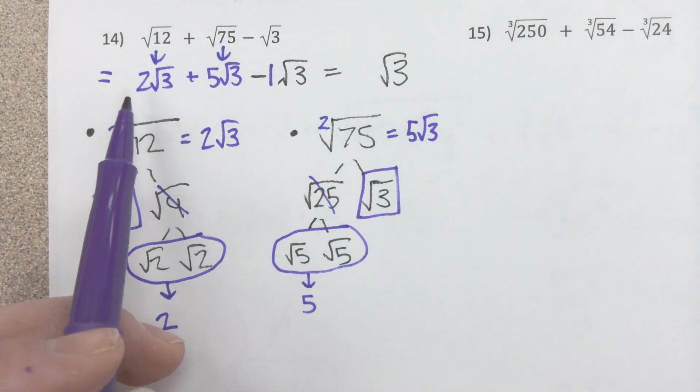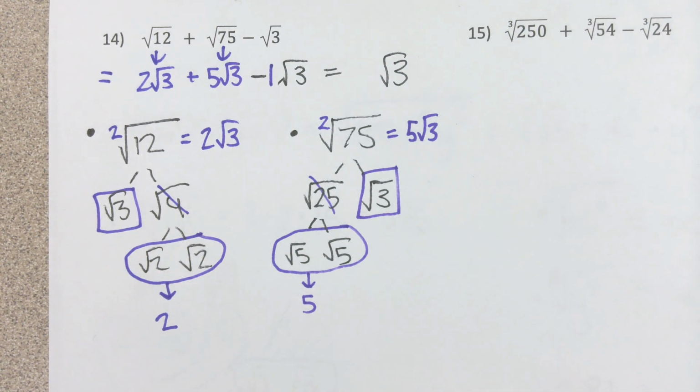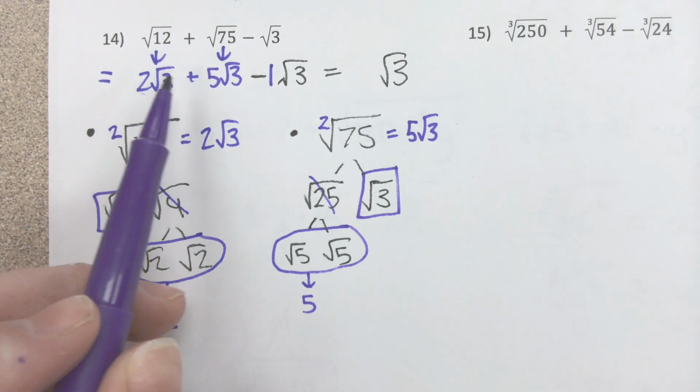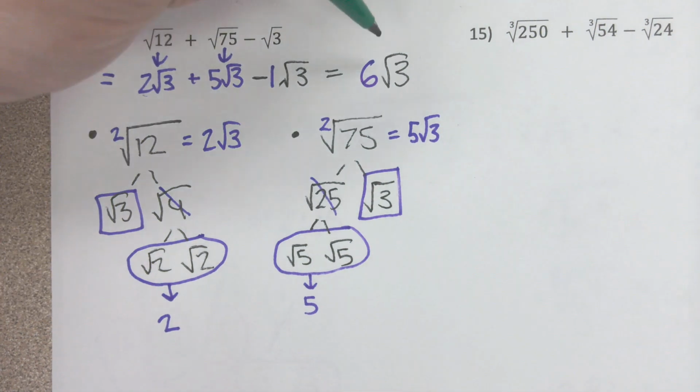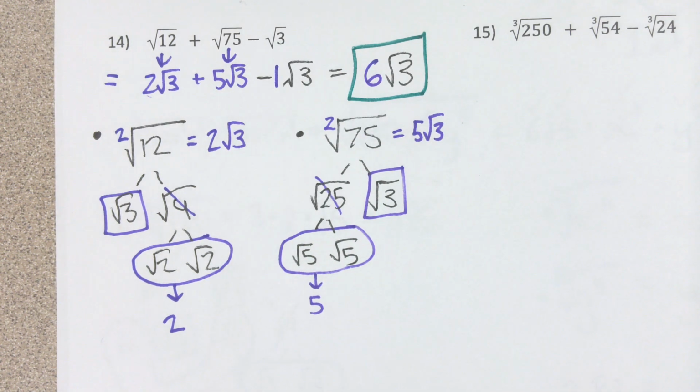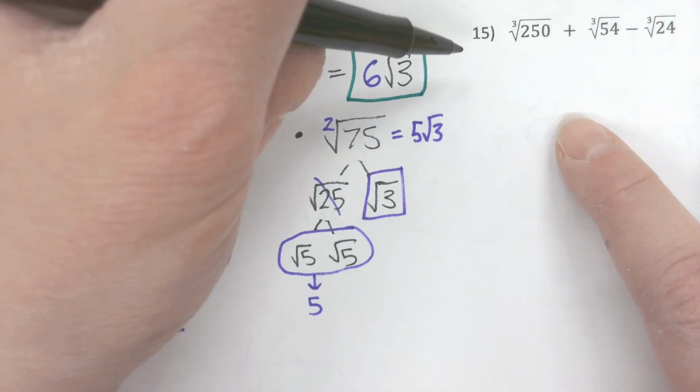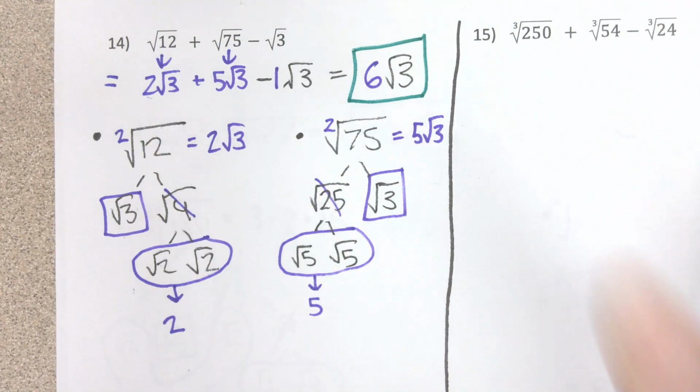And then we can just combine like terms with the coefficients, the numbers in front. 2 plus 5 is 7, minus 1 is 6. So we end up with 6 square root 3 as our overall answer. Questions over 14. And this is more like what you'll see on the quiz, on the test, these kinds of problems.